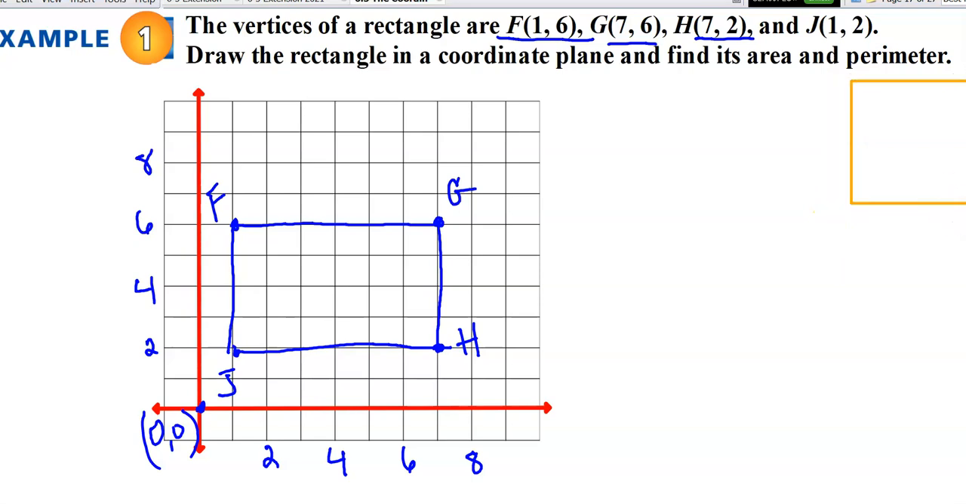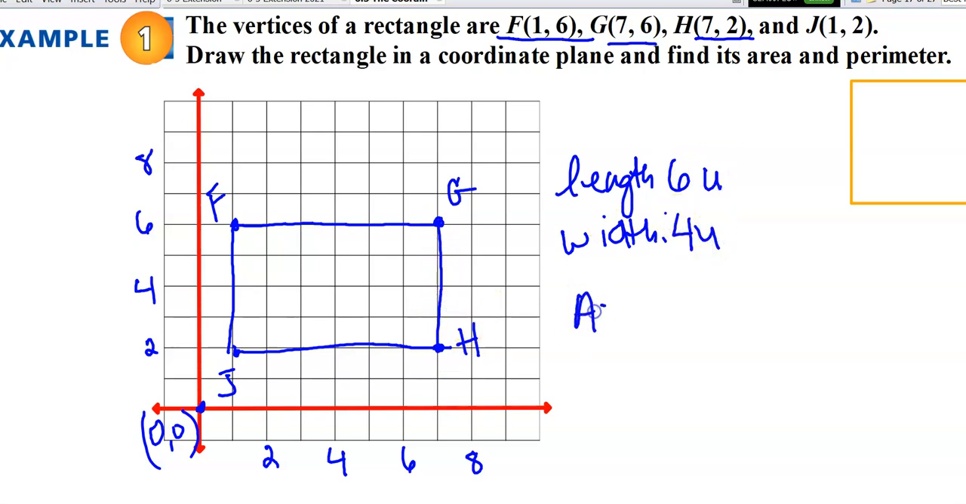Okay. What we need, of course, is the length and the width. So I'm going to look and call this the length. Remember, I start at 0 and I count 1, 2, 3, 4, 5, 6. The length is 6 units. The width is 1, 2, 3, 4, 4 units. And the area is length times width. So it's 6 units times 4 units.